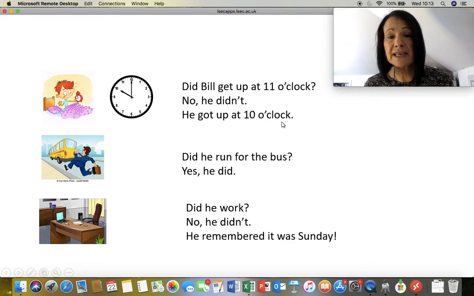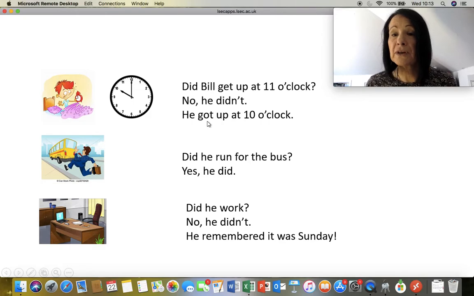Notice when we're making the sentence here, we don't use did or didn't. This positive sentence, we're using the past tense of get up. He got up. Okay. Or you could have had wake up. Did he wake up at 11 o'clock? No, he didn't. He woke up at 10 o'clock. Okay.